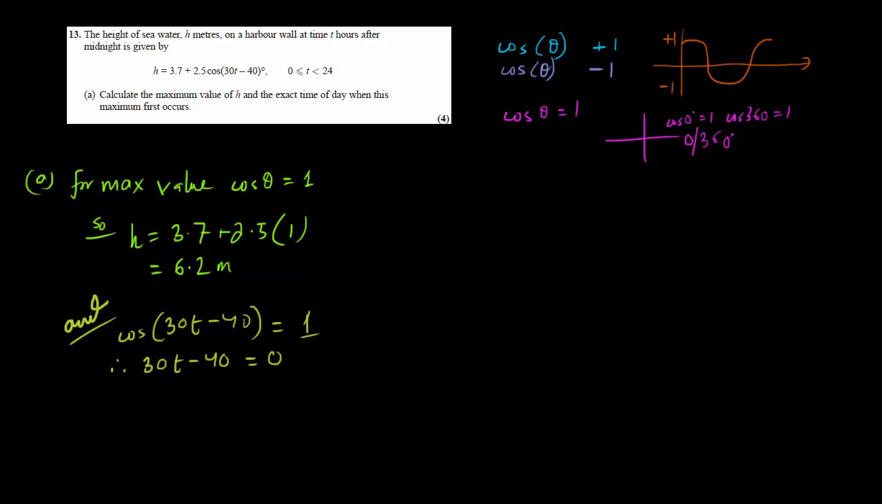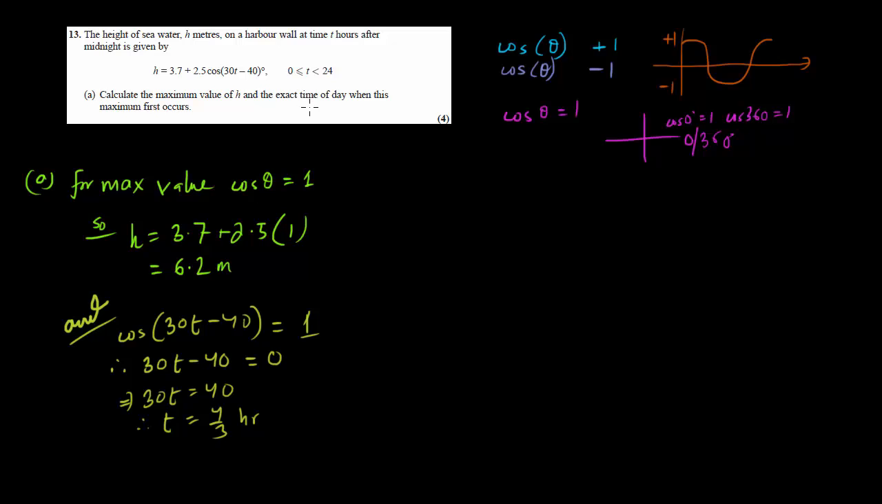This is the compound angle. Remember the concept of compound angle. We don't have to do anything else here. So we can find the value of t. 30t equals 40. Therefore t equals 40 by 30, which is 4 by 3. The sum is not done yet. What we found is t equals 4 by 3 hours.